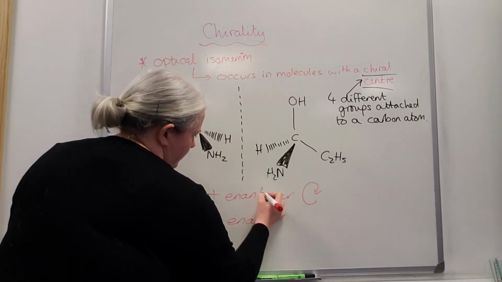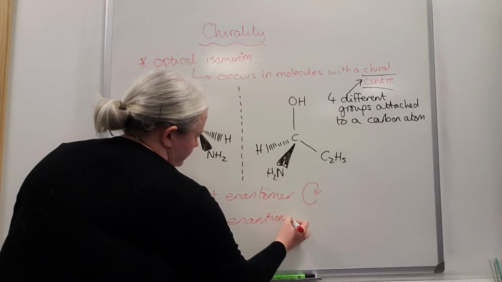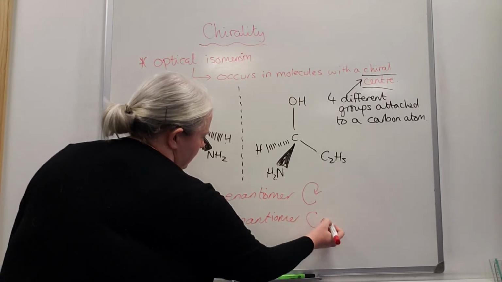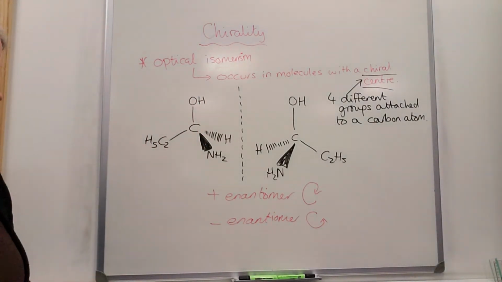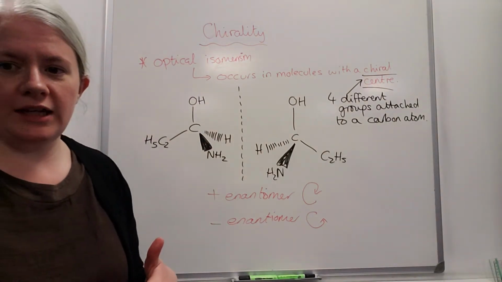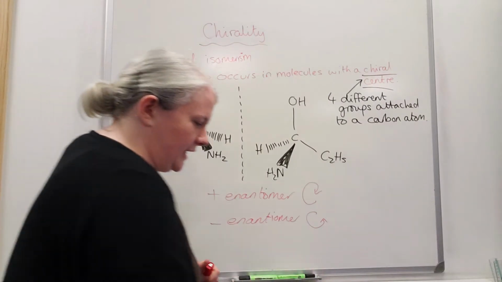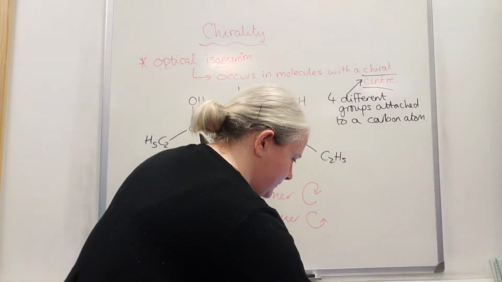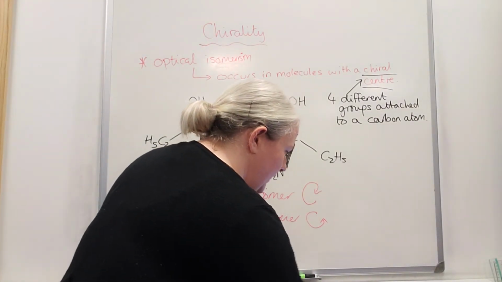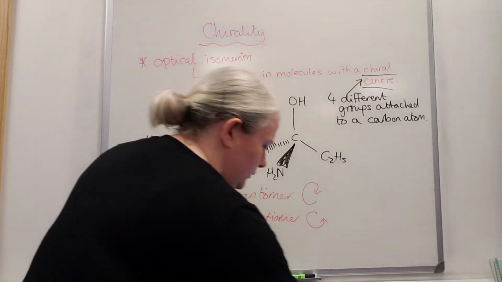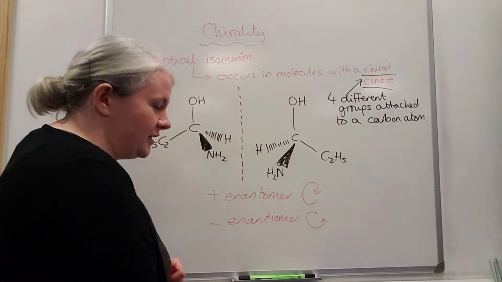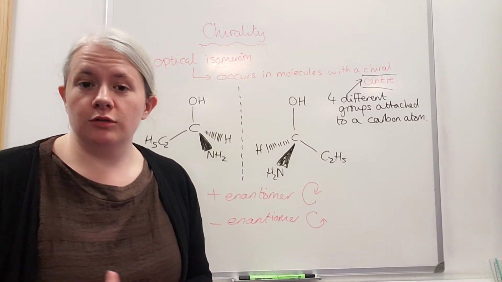It's a negative enantiomer if it goes in an anti-clockwise rotation. So that's something to bear in mind when you're looking at applying the keywords to exam questions. So if we look at an example, let's see if we can identify how many chiral centers there are.